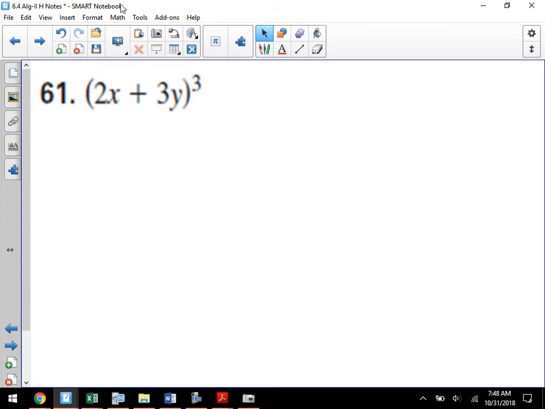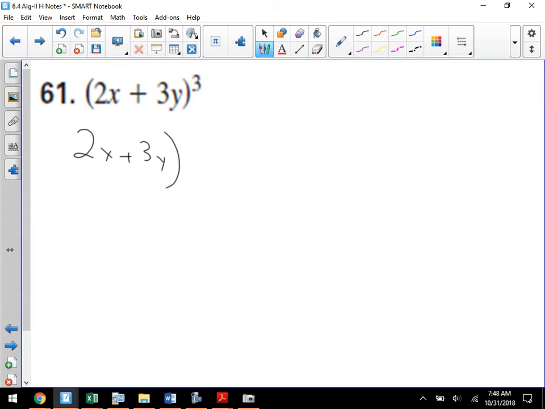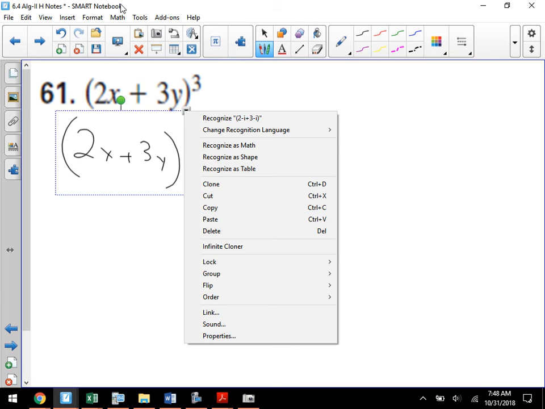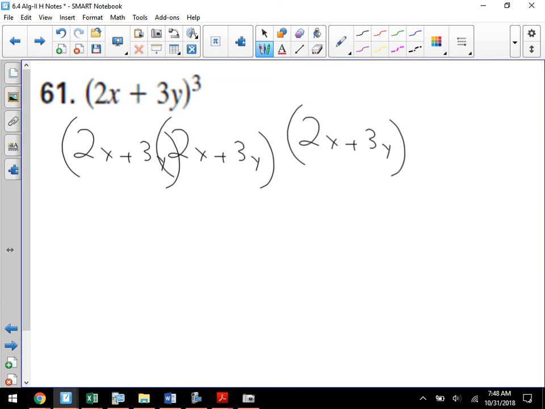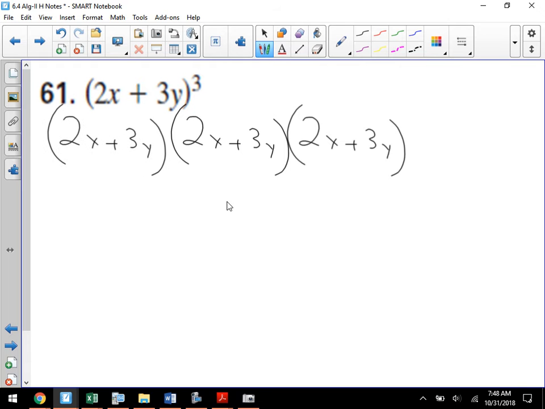All right. So what I would do is I would just write it out 3 times, like that. And I'm going to FOIL out the second and third one, and then distribute the first one to it. To me, that's always the easiest way to write out cube stuff.